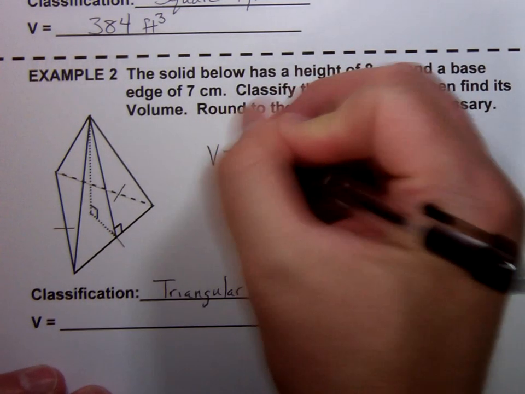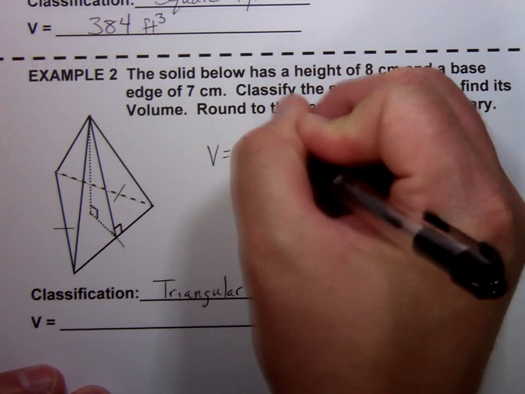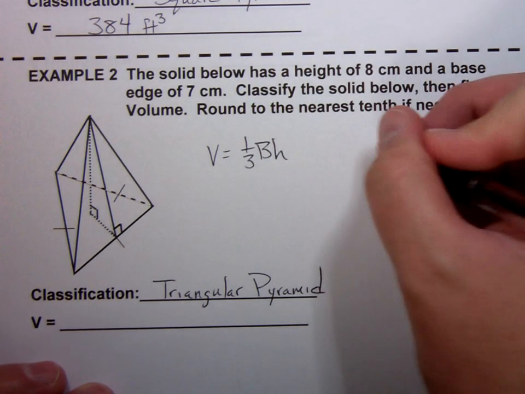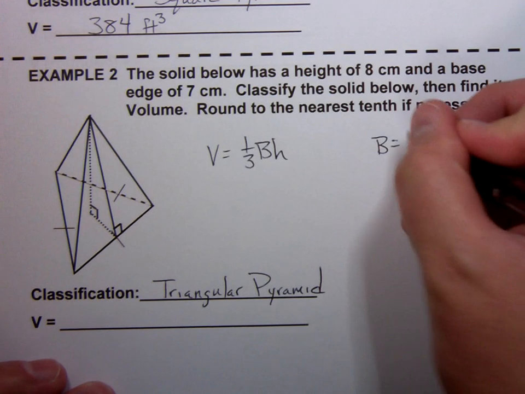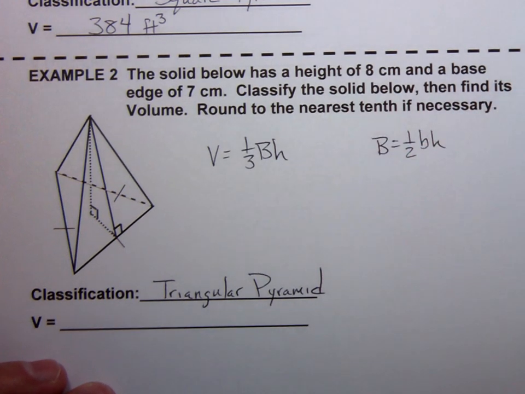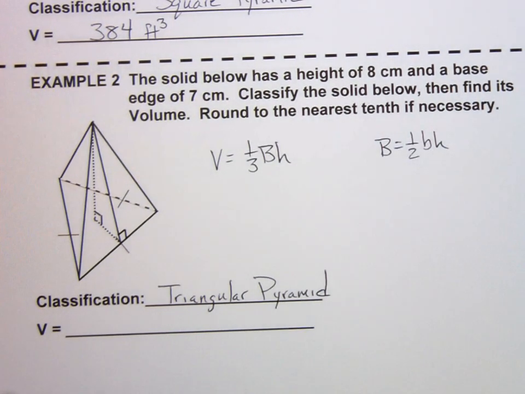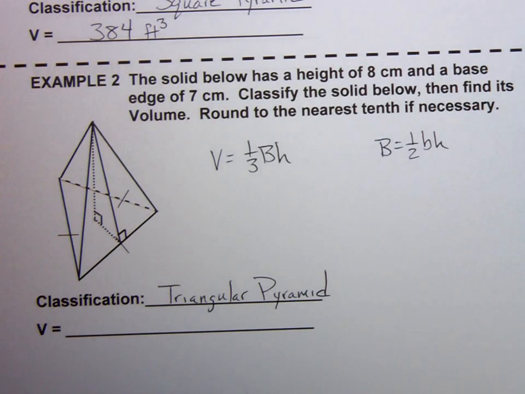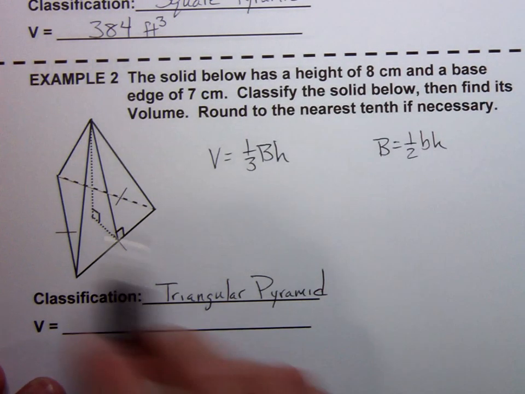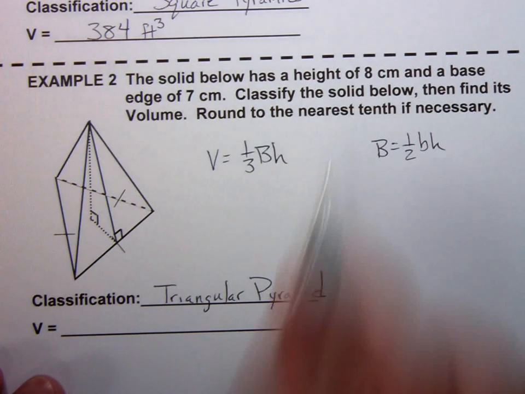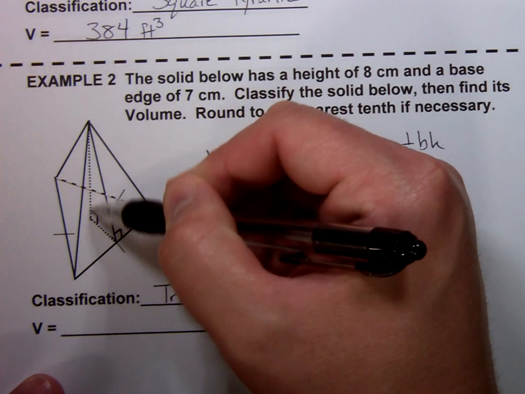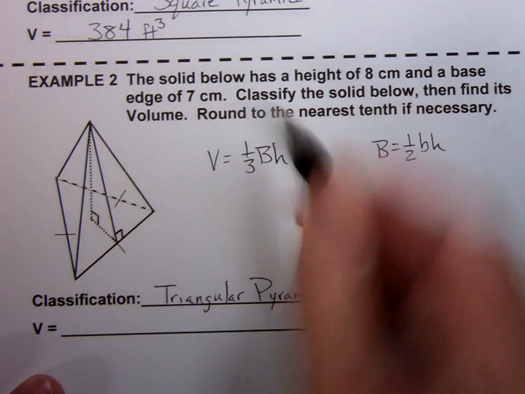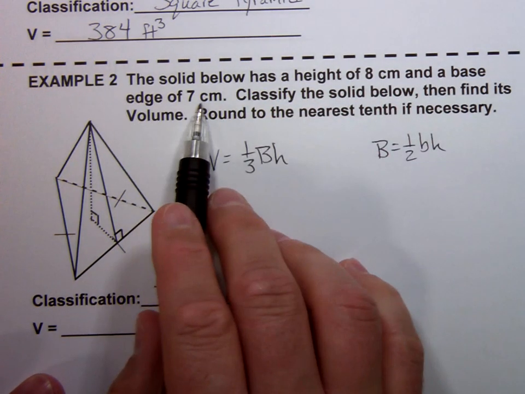So again, we start with the same formula for volume. The difference is this time the base is a triangle. So the formula for area of the base is 1/2 times base times height. That's the formula for area of a triangle, and that's what shape our base is this time. Now, none of the stuff on here was marked with numbers, but they gave us a couple in here. The height of the pyramid, which would be this right here, is 8. And then it says base edge of 7 centimeters.